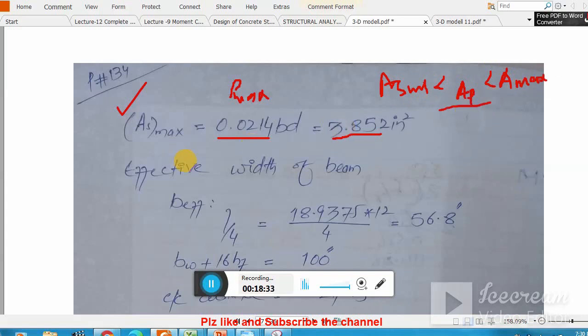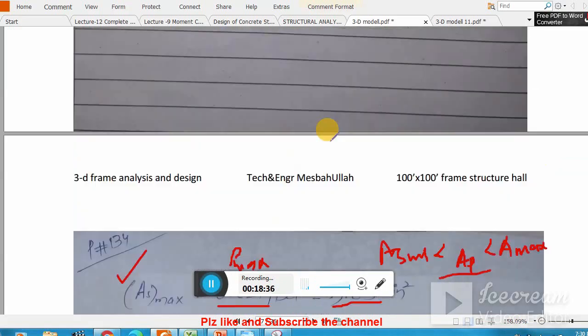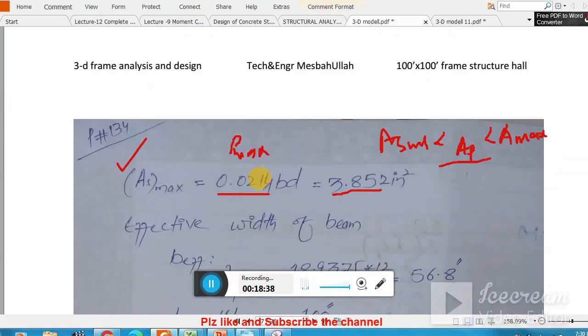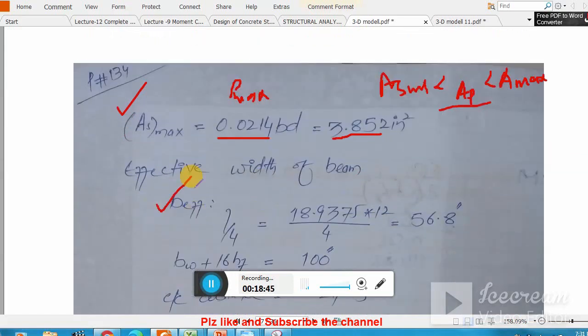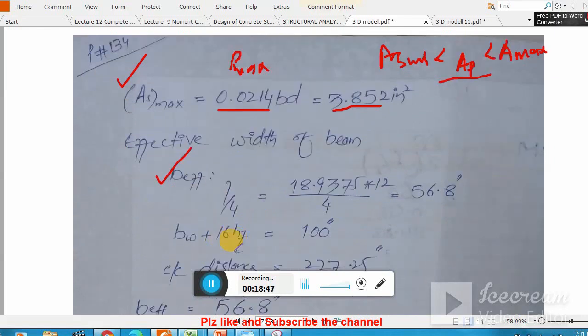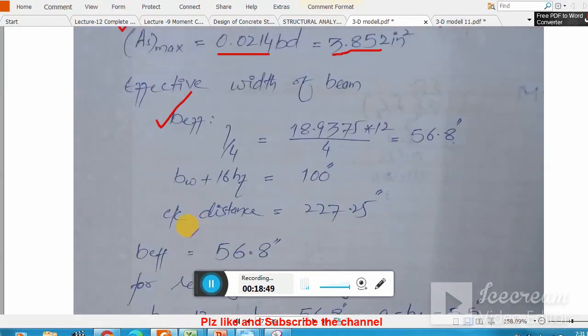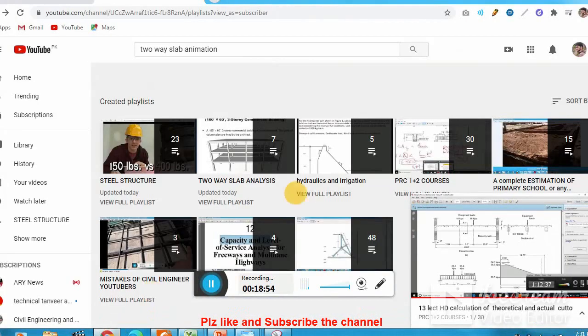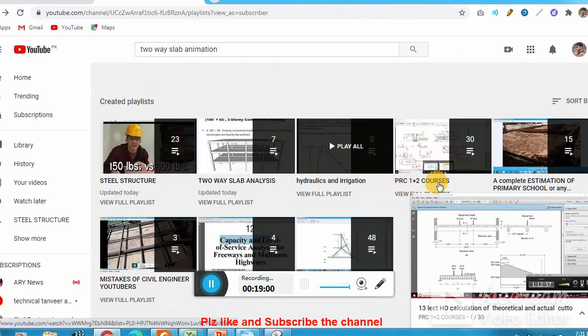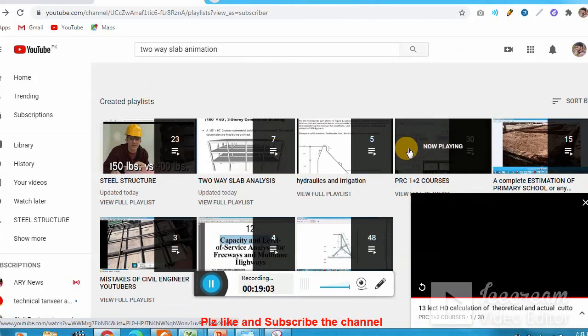Now effective width of beam, because as you know this is a continuous slab system, so that's why we have to check T-beam or rectangular beam analysis. So calculating B effective: L by 4, BW plus 16 HF, and center to center distance, that is 227.25. Remember, I have completely explained T-beam analysis right here in this playlist. PRC 1 plus 2 courses, PRC 1, 2, here I completely explain the analysis and design of T-beam.